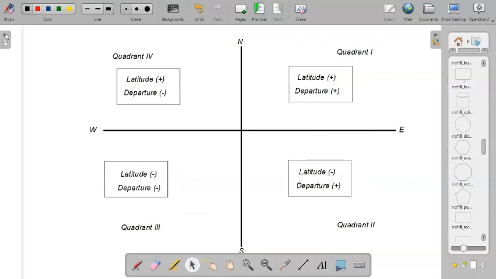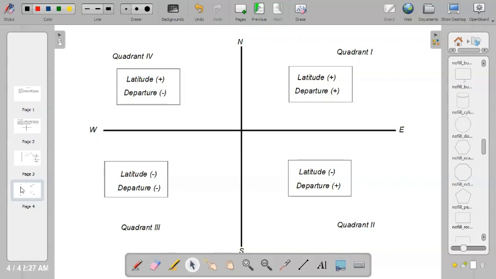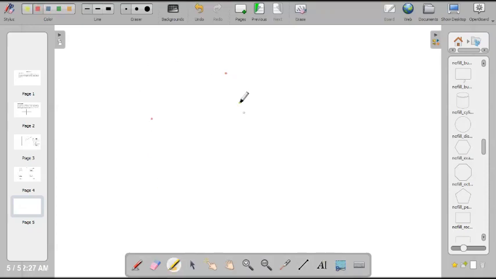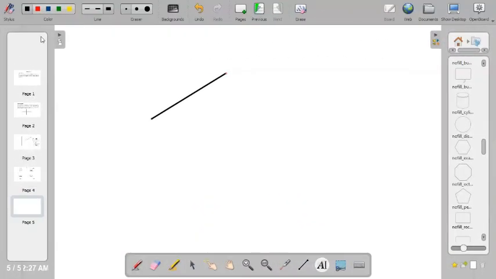Okay, so let's try an example. Let's say you have a bearing line of AB. So this is A, and of course, you have to put your reference meridian, because you cannot plot your line if you don't have a reference meridian.